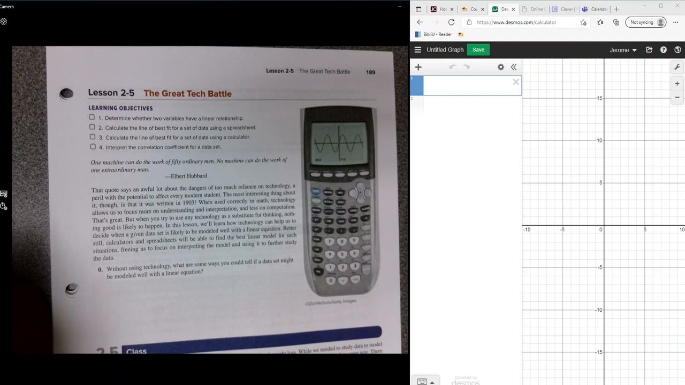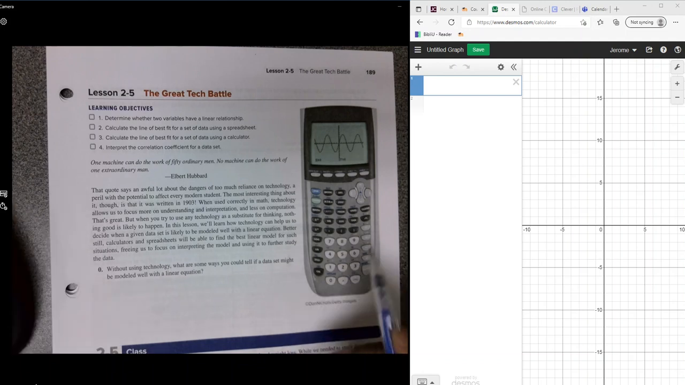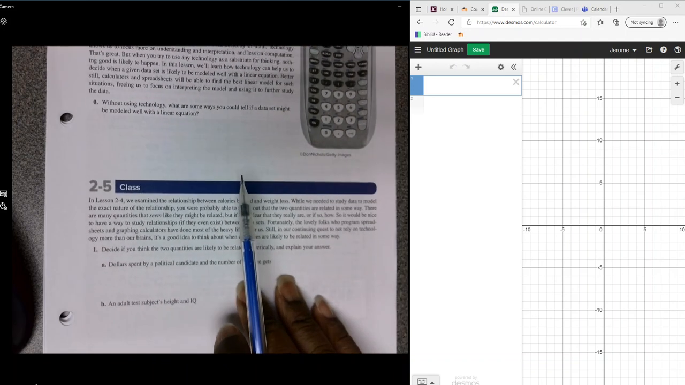Okay, now if you look here, we have this calculator shown here. And of course, this does not look like Desmos, but this is actually a TI-84 calculator, which was the calculator typically used for this. Now, let's look down here.